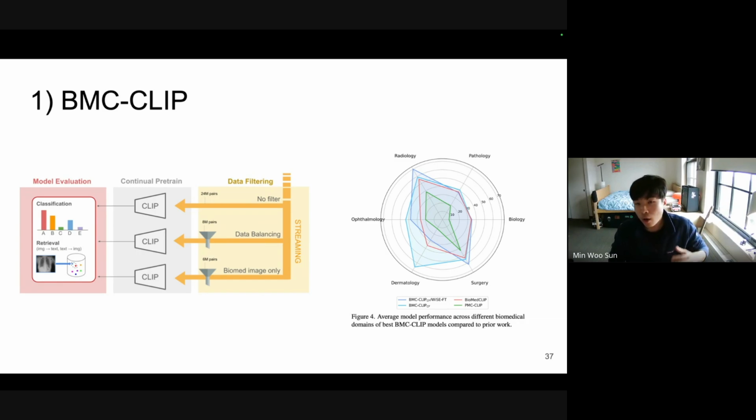And interestingly, to the right, what I'm showing is zero-shot classification performance across 6 different biomedical domains. These are averages across tasks that belong to these domains. And we see that concept filtering and balancing really help a lot. Our best performing models, which achieve state-of-the-art performance across these domains, are the models that went through this training strategy. And we were able to outperform prior CLIP models that were trained with similar scientific literature-based data, like BioMedCLIP and PMC-CLIP.